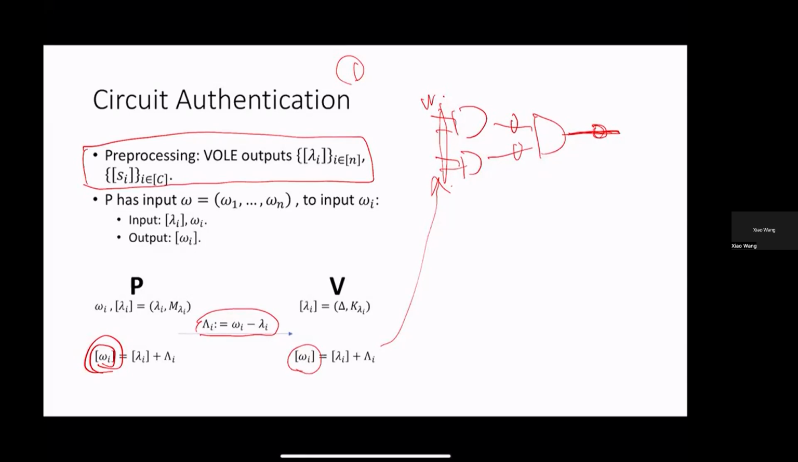Okay, and this is also why the memory usage can be small, because when we go to the next gate, let's say when we go to this gate, the authentication of the input wires is no longer needed, so we can throw them away. So we just need to store a small number of authentications as we evaluate the circuit. Okay, so the first step is just to get the authentication of the input wires.